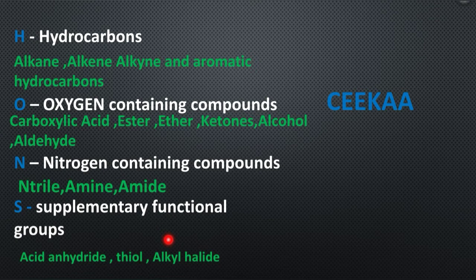So this is basically what we'll be talking about in this video. I'm going to give tricks for each of them, how to identify that this is an alkene, this is a carboxylic acid, this is a nitrile, amine, and all that. So let's start with the very first one, that is under the hydrocarbons.